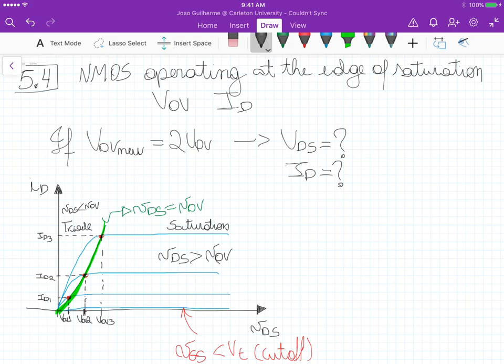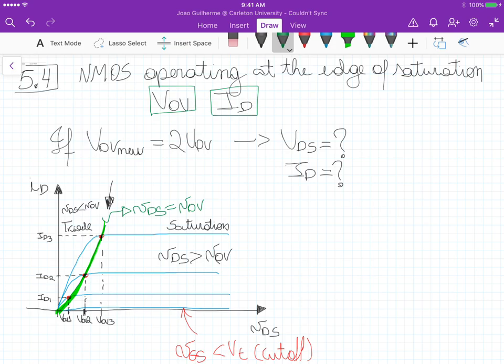Okay, so this is problem 5.4, exercise 5.4. And in this exercise, we have an NMOS transistor operating at the edge of saturation. And when it says edge of saturation, it means this green curve here that I have highlighted in this plot. And it operates at a known overdrive voltage, VOV, and a drain current ID. So those are two known quantities, right?